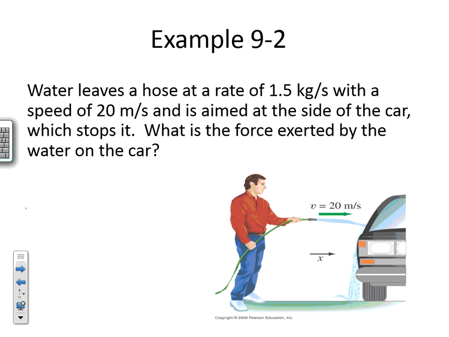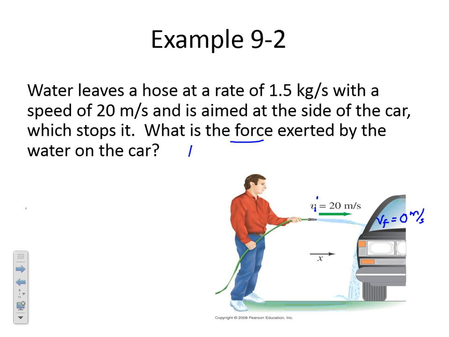Our second example has you washing a car, and the water's leaving the hose at a rate of 1.5 kilograms per second with a speed of 20 meters per second. And it's aimed at the side of the car, which stops it. So your Vi is 20. Your Vf for the water is 0. We want to know the force exerted by the water on the car.